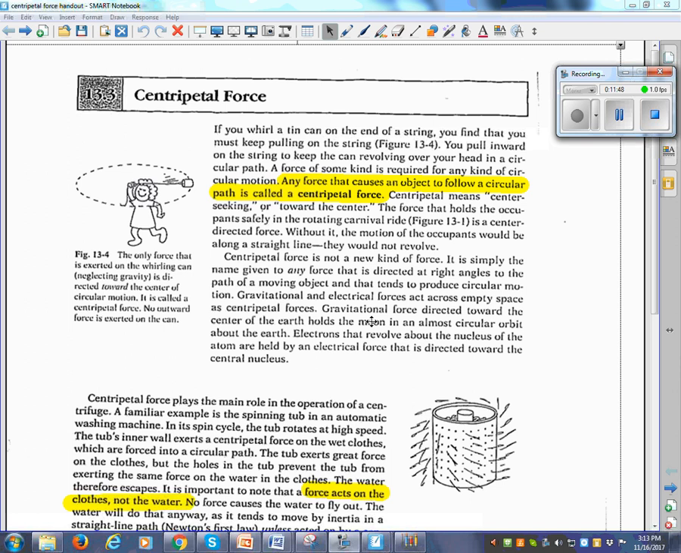Gravitational force directed toward the center of the earth holds the moon in an almost circular orbit about the earth. Electrons that revolve around the nucleus of the atom are held by an electrical force that is directed toward the central nucleus. So all of those are examples of centripetal force.